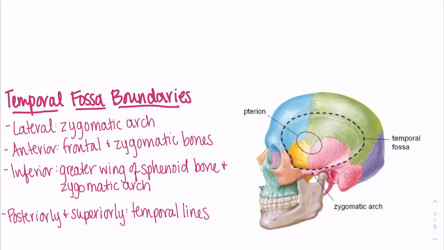To get oriented, we're going to start with the temporal fossa boundaries. It's outlined in the black dotted line. Here you can see the lateral boundary is the zygomatic arch. Anteriorly, you have the zygomatic bones as well as the frontal bone. Inferiorly, you have the greater wing of the sphenoid bone seen here in yellow and the zygomatic arch again. And posteriorly and superiorly, you have the inferior and the superior temporal lines.